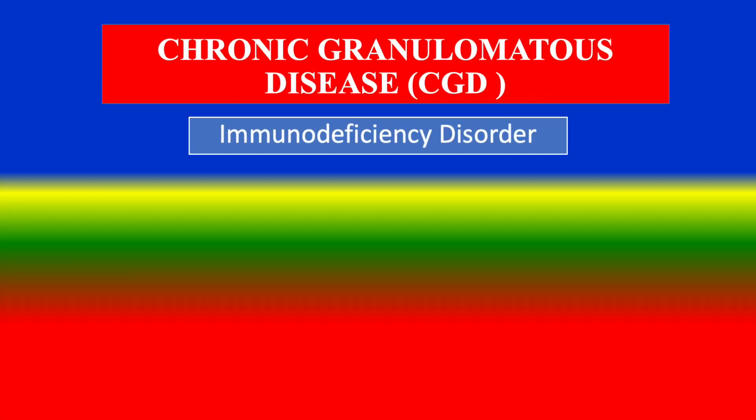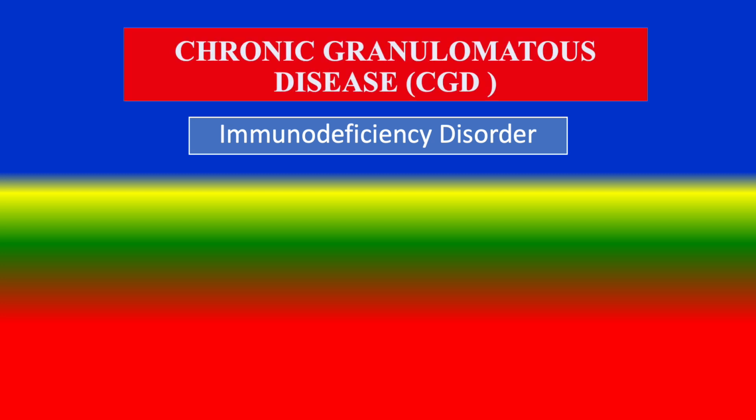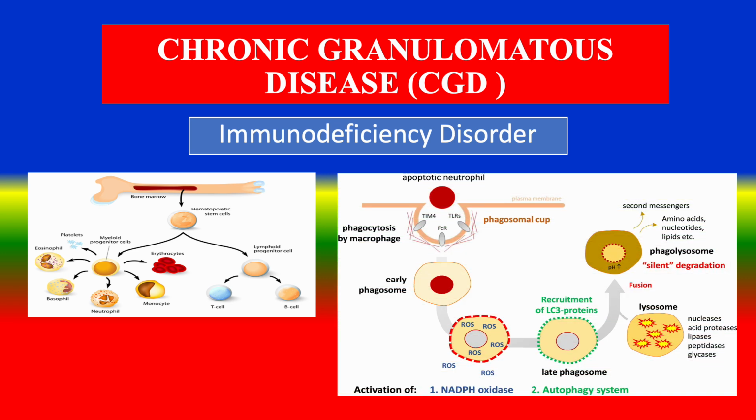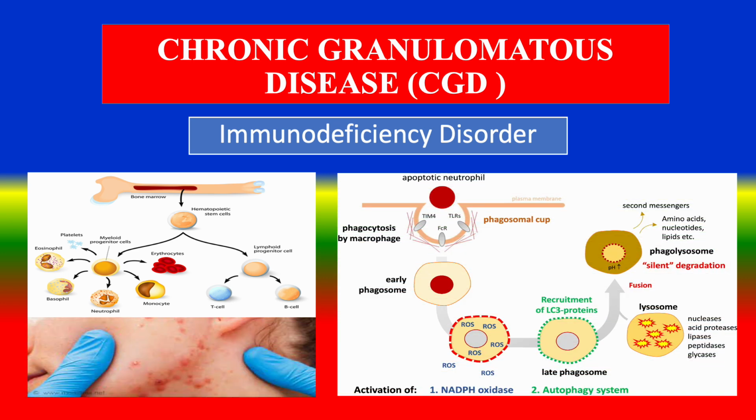Chronic granulomatous disease. CGD is an immunodeficiency disorder, a genetic disorder. Look at this picture, it shows the disease mechanisms and infections in the skin, a detail going on.